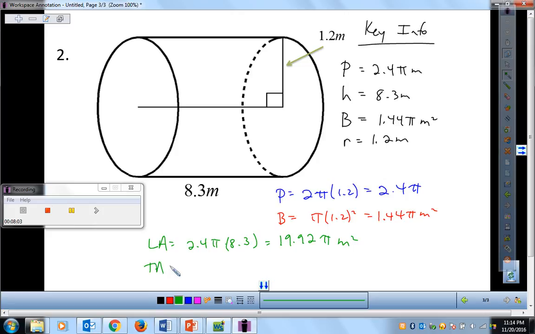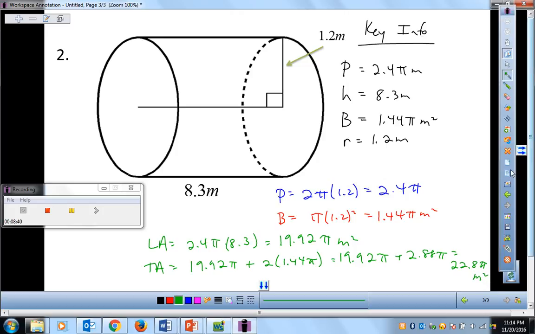Let's do the total area. 19.92 pi, which is the lateral area, plus 2 times the area of the base. 2 times the area of the base is 2 times 1.44 pi. So multiplying that together and then adding, I get 19.92 pi plus 2.88 pi, and then that's going to equal 22.8 pi. Again, this is area, meters squared.